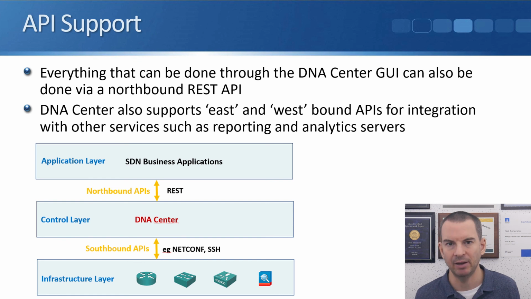So with SDN, we don't normally talk about east and west APIs. This is just terminology that Cisco use to explain that DNA Center can also integrate with other services as well. So if we look at our SDN hierarchy, we can see that the DNA Center is our SDN controller, so it sits in the middle. It can integrate via northbound APIs to other web-based front ends, and it's going to use its southbound APIs, typically NETCONF and SSH for DNA Center, to communicate with the network devices.